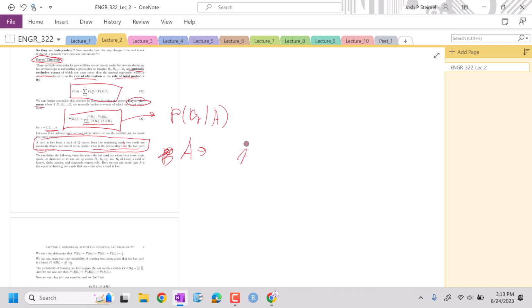All right, so we have, actually, excuse me here, not that. So we have now A is our event. Effectively, we have two cards that were pulled and they were hearts. So that's our given. So what are our other B events? Well, we can say that the last card is a heart.